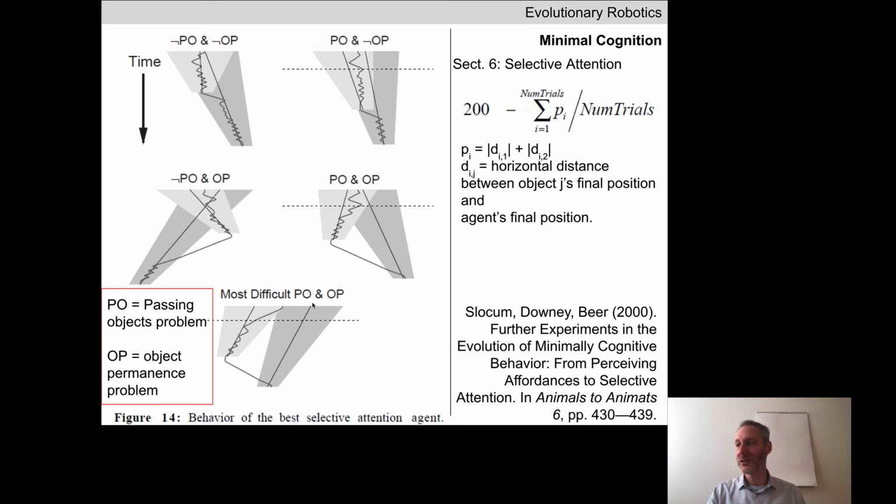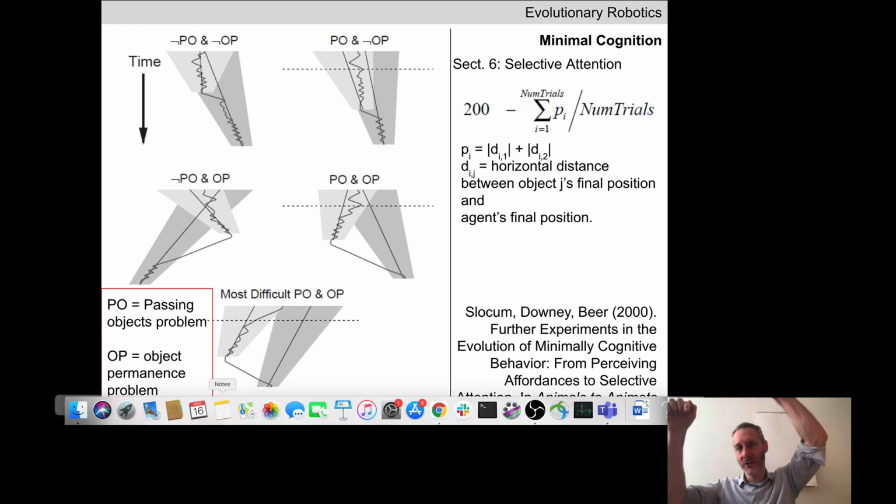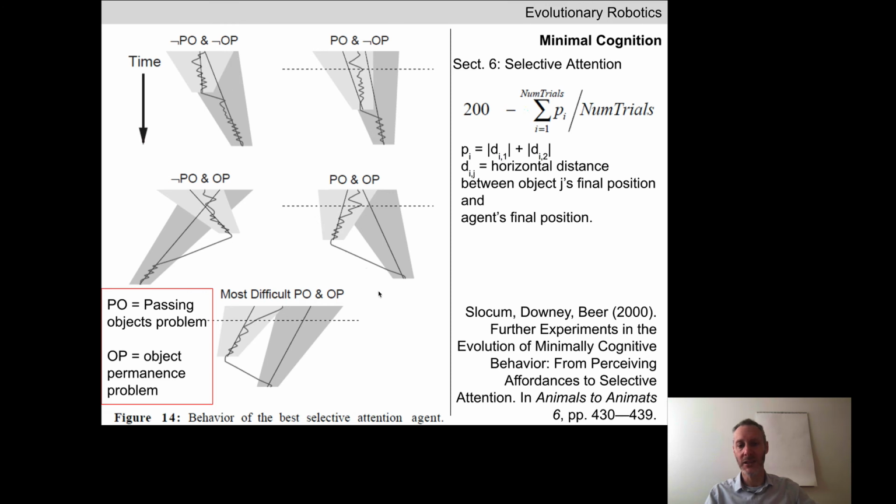Okay, let's look at the fifth and final case. This is similar to the fourth case in that the closer object is moving more slowly. There's also the object permanence problem. The robot cannot see both objects at the same time because they're falling actually in parallel to one another, but they're far enough apart that the robot cannot see both of them at the same time. What is it that makes this situation more difficult than this situation? What's the difference between these two?